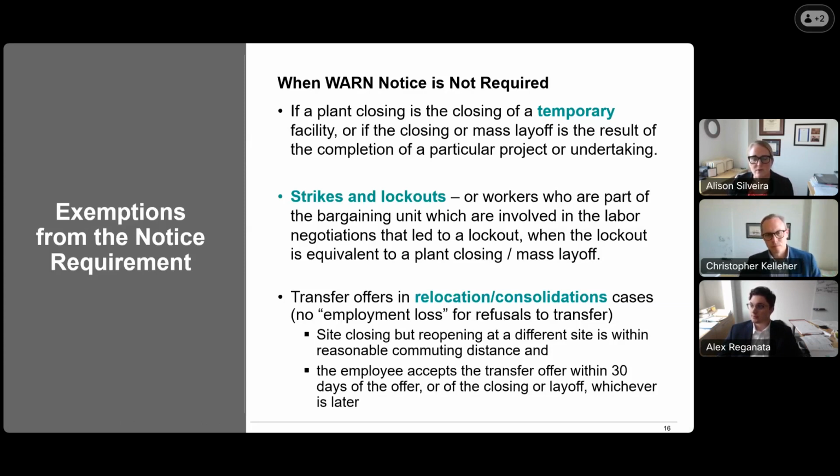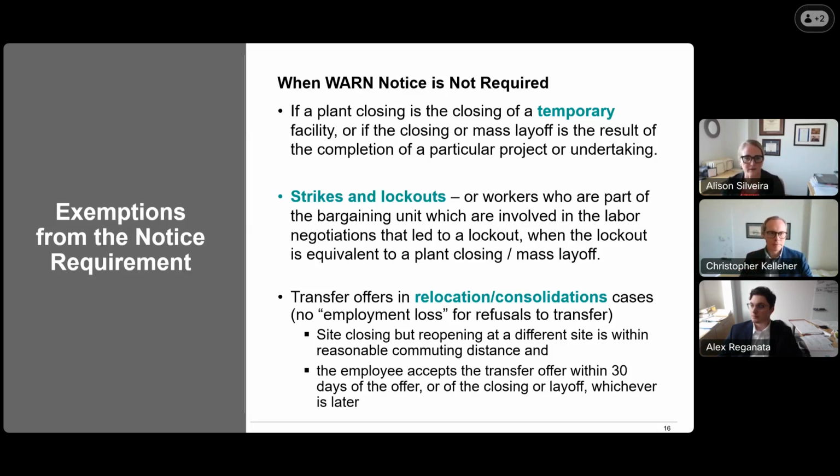But I would note with respect to this exemption, the DOL is aware of the potential abuse and has been very clear in its fact sheet that an employer cannot label an ongoing project as temporary in order to evade its obligations under WARN. The second situation is strikes and lockouts.